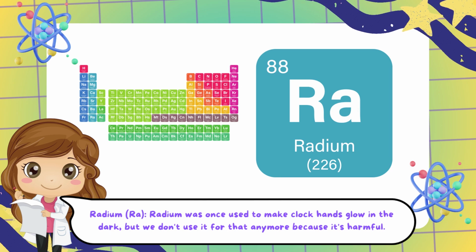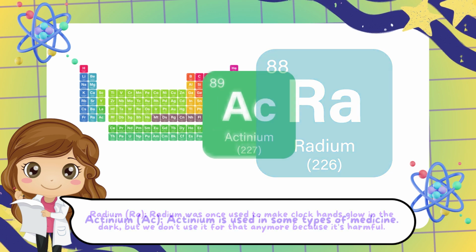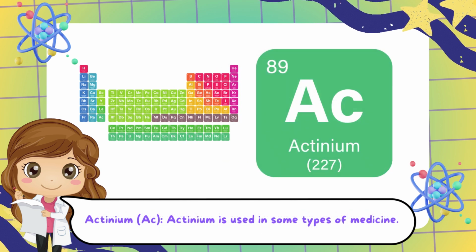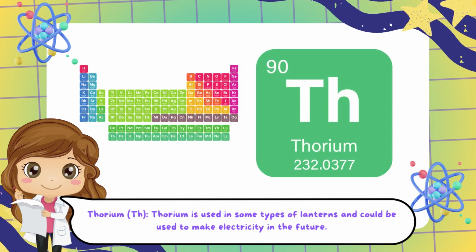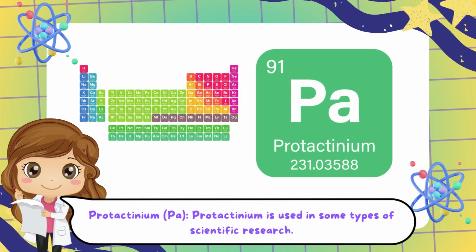Radium, Ra. Radium was once used to make clock hands glow in the dark, but we don't use it for that anymore because it's harmful. Actinium, Ac. Actinium is used in some types of medicine. Thorium, Th. Thorium is used in some types of lanterns and could be used to make electricity in the future. Protactinium, Pa. Protactinium is used in some types of scientific research.